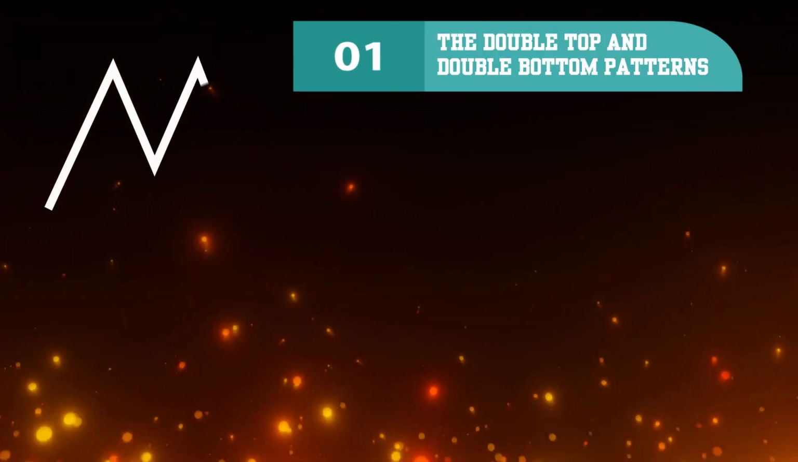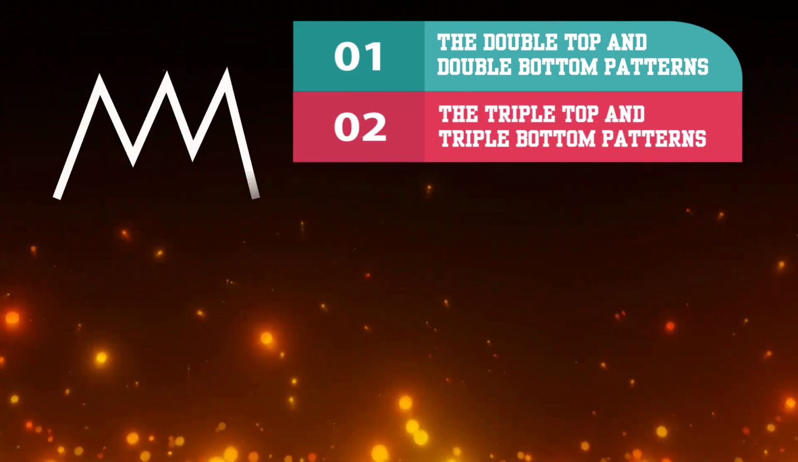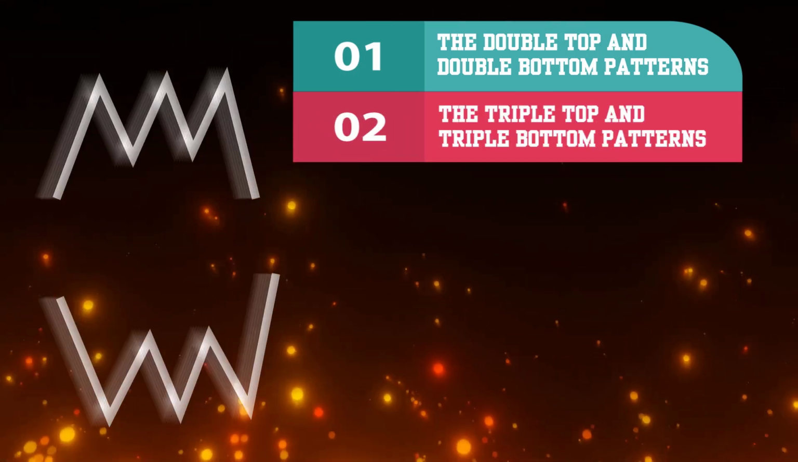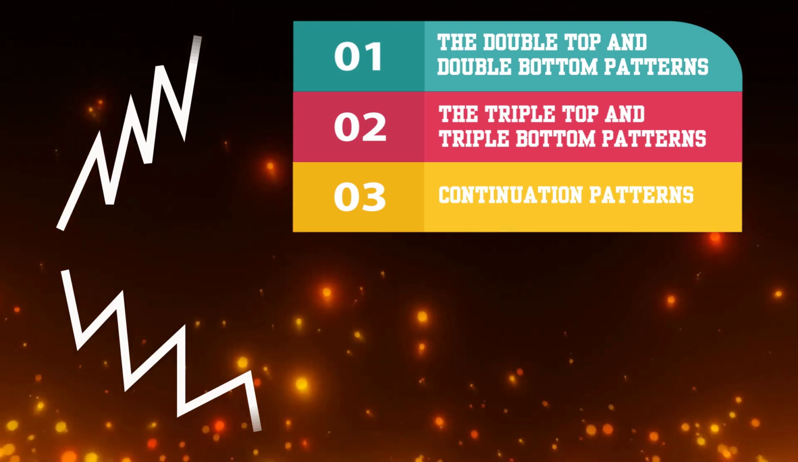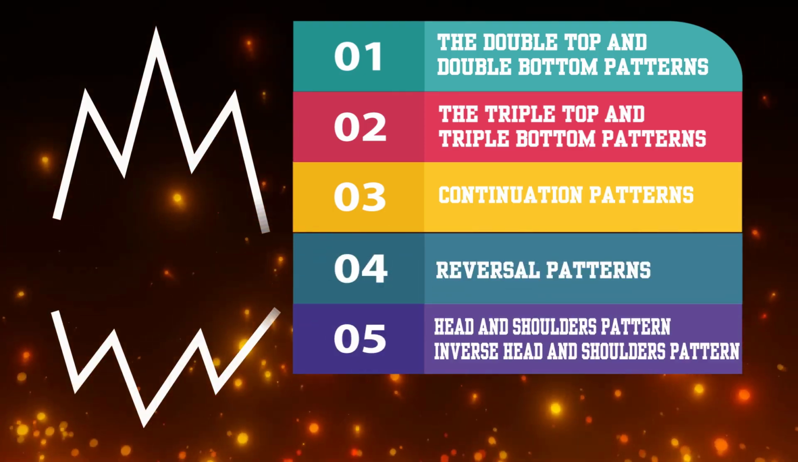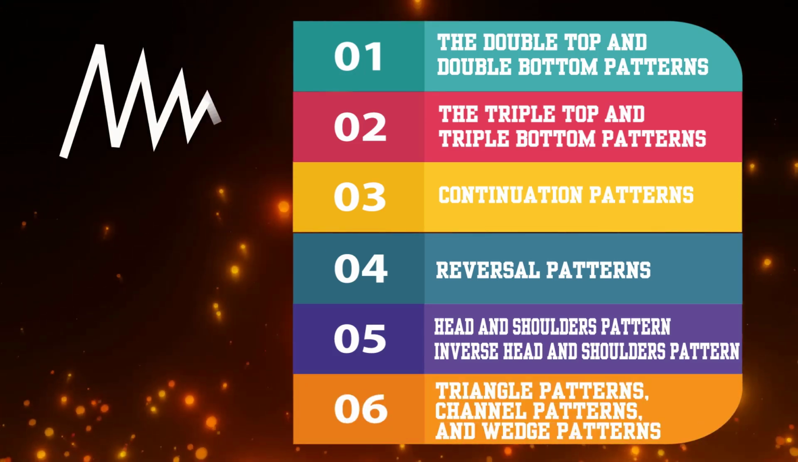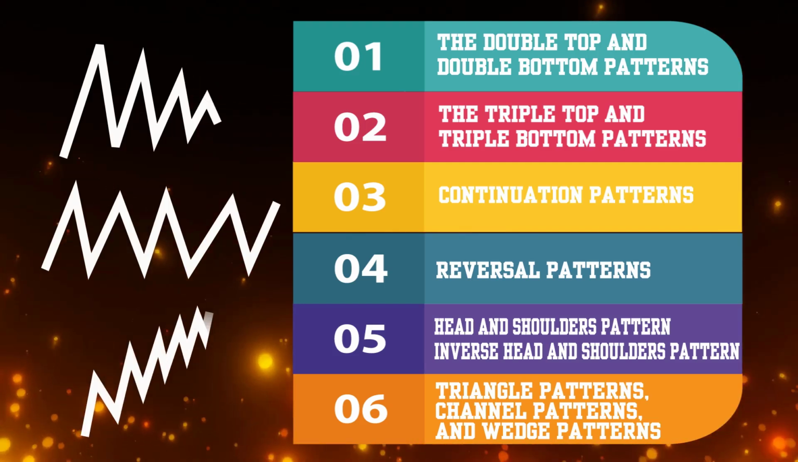First, we have the double top and double bottom patterns. Second, the triple top and triple bottom patterns. Third, continuation patterns. Fourth, reversal patterns. Fifth, the head and shoulders pattern and the inverse head and shoulders pattern. And sixth, triangle patterns, channel patterns, and wedge patterns.